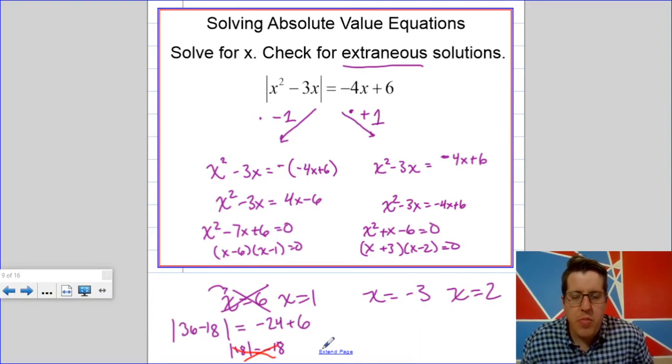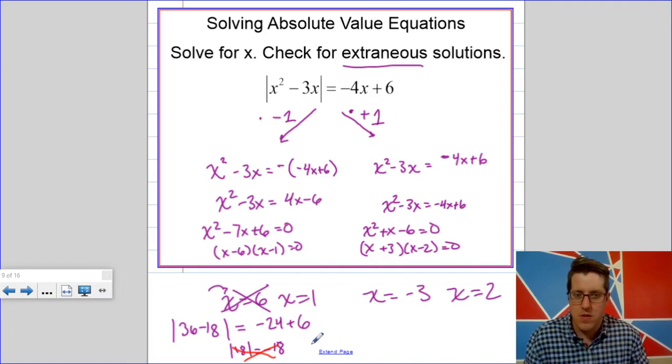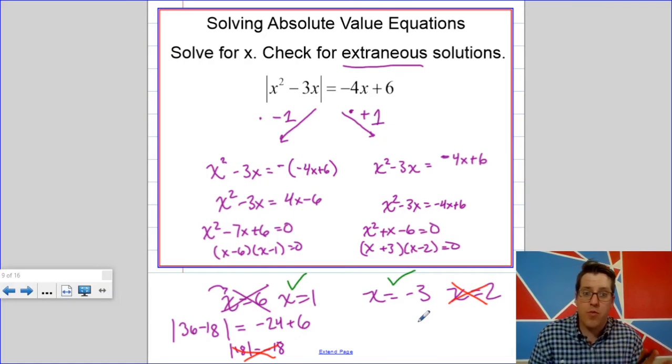So at this point, pause the video and see if you can figure out which solutions do work and which solutions don't work, and the answer will come in just a few seconds. I mean, really, as long as you pause for, that's when the answer will come. All right, ready? 3, 2, 1, pause. Okay, 1 and -3 work, but 2 does not work.